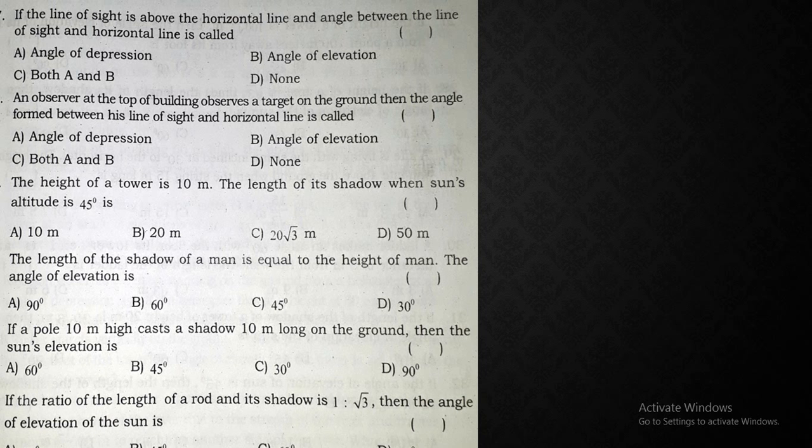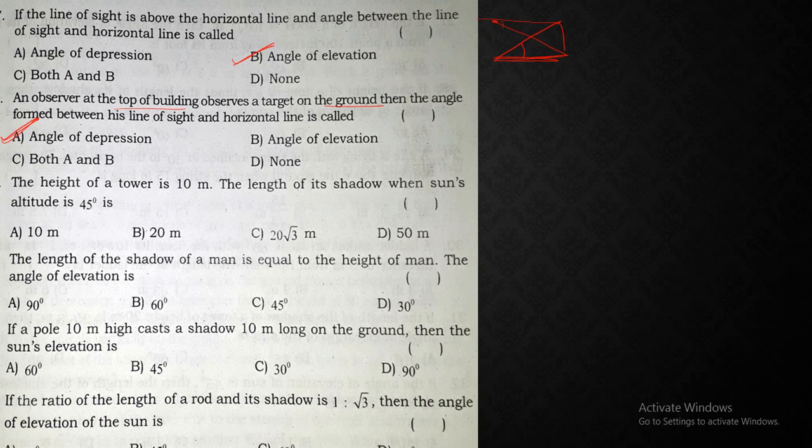Right, next, moving on to the problems. If the line of sight is above the horizontal line, then the angle between the line of sight and the horizontal line is called the angle of elevation, right? If it is below, for example an observer at the top of a building and the target on the ground, that means the observer is at the top and the object is below, then this angle is called the angle of depression. So these two things you need to remember.